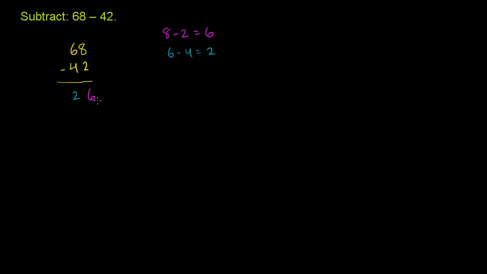And you can check that for yourself. If you add 26 plus 42, you should get 68. Or if you subtract 26 from 68, you should get 42. So I encourage you to do that in your own time after this video. Verify that 42 plus 26 is equal to 68, and also verify what 68 minus 26 is equal to. You should see that it is equal to 42. So these are two things for you to check on your own.